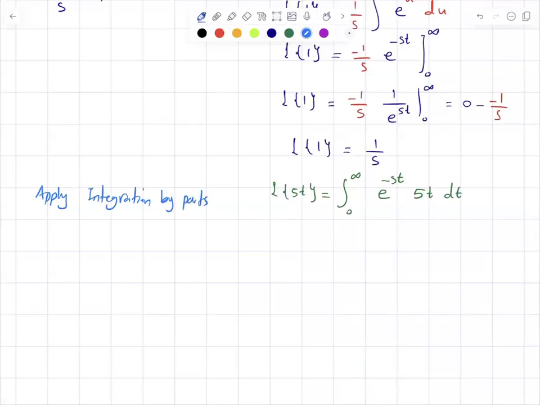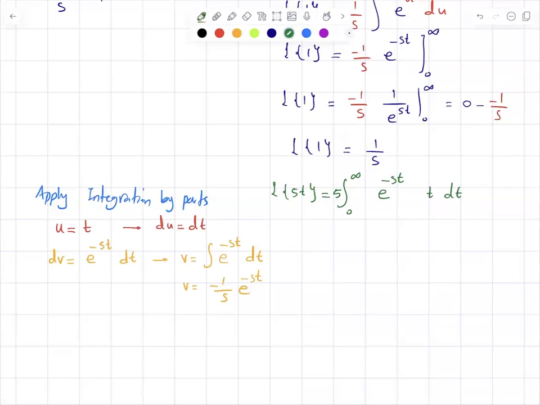Integration by parts. Let's take u to be t. You can basically take this 5 and write it outside your integral for simplicity, and u is equal to t. And then dv is equal to e to the power negative st dt. So your du is dt, and your v is equal to the integral of e to the power negative st dt. So your v becomes negative 1 over s times e to the power negative st.